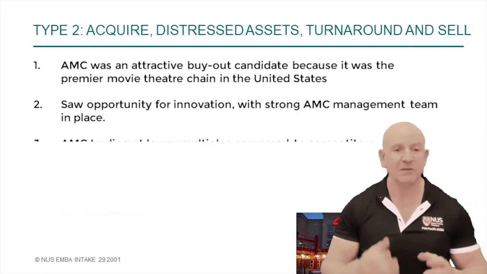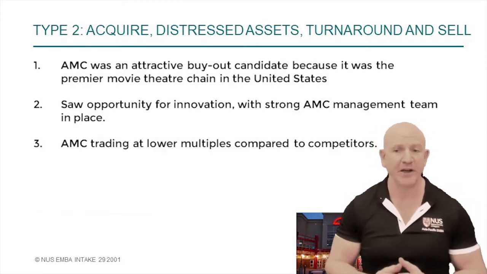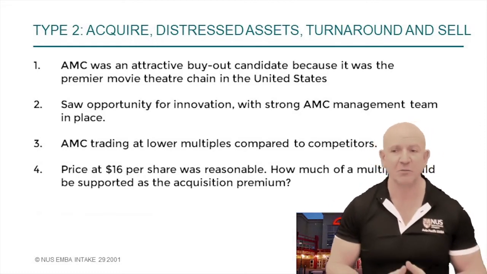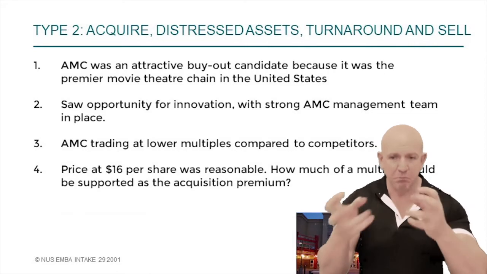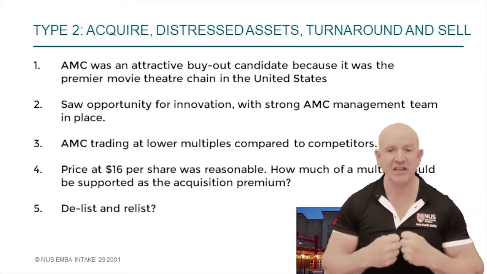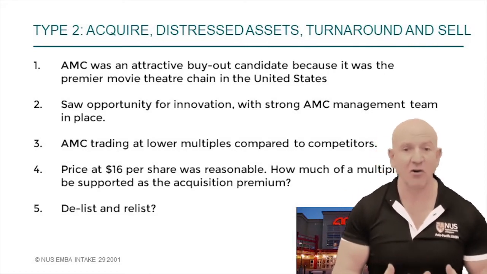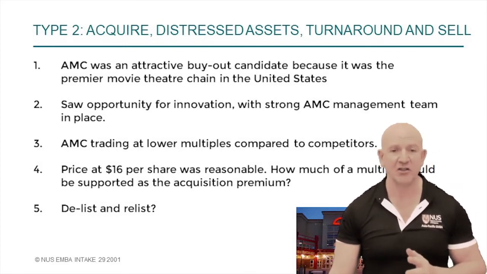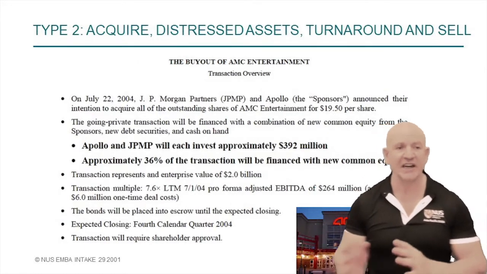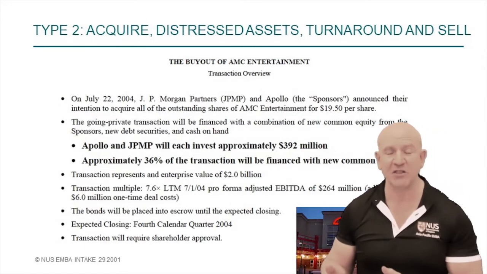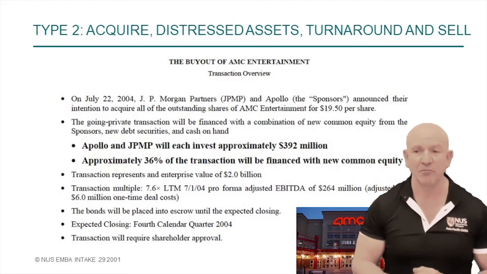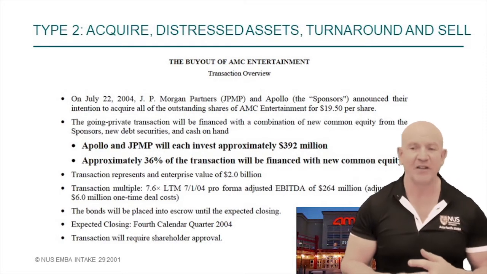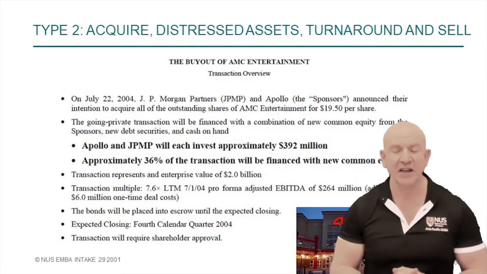company. AMC was trading at lower multiples compared to its competitors, and it was deemed to be reasonable to be bought at $16 per share, and it could be pulled out of public listing, delisted, and either relisted and sold through this idea of buying distressed assets, disciplining the management, turning around and selling. So this slide now shows the details of the buyout of AMC Entertainment and all the transactions between JP Morgan and so forth, who were buying it for about $19.50, and then they financed it in various kinds of ways, and then they eventually sold it.